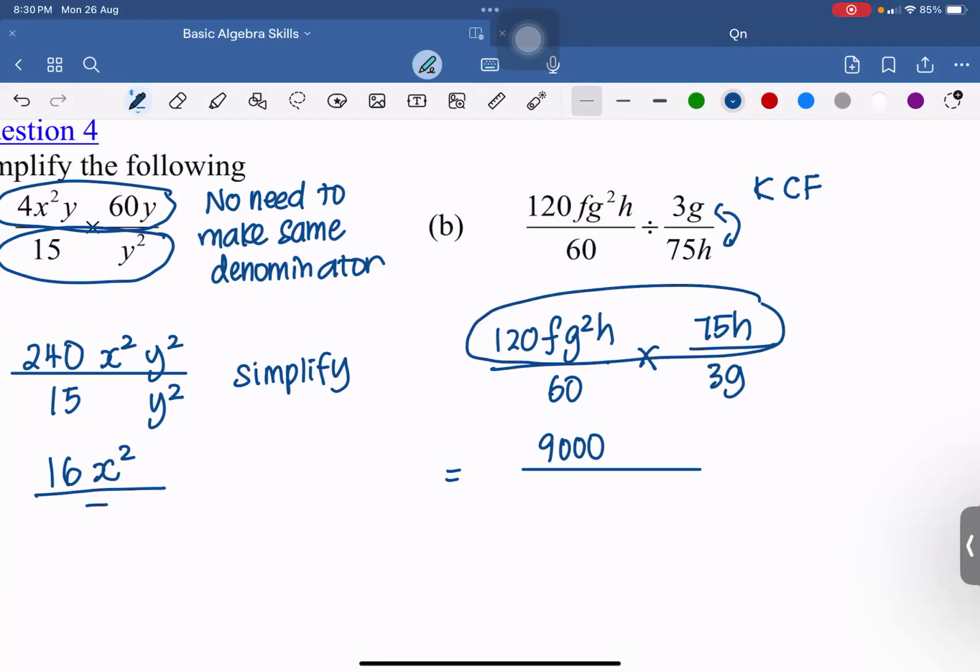Continue. Any more? F, what happens? F, G squared. G squared and then H squared. H squared. Okay, Zuliana, denominator, please. What? Denominator.